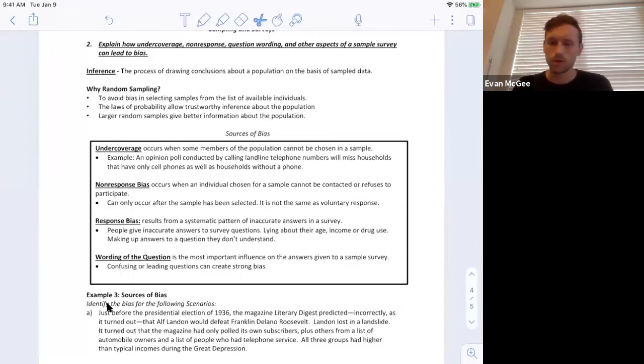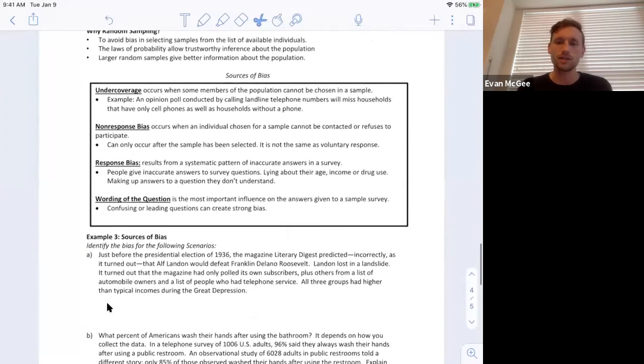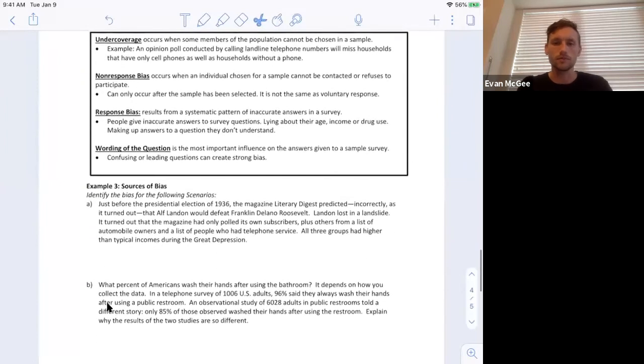So for this problem, we're going to identify the bias for this scenario. Just before the presidential election of 1936, the magazine Literary Digest predicted, incorrectly as it turned out, that Alf Landon would defeat Roosevelt. Landon lost in a landslide. It turned out the magazine had only polled its subscribers, plus others from a list of automobile owners, and a list of people who had telephone service. All 3 groups had higher than typical incomes during the Great Depression.